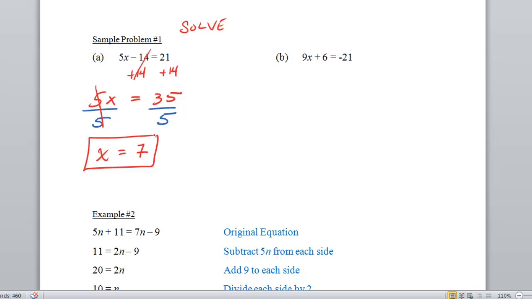Part B is very similar. I'm going to start by subtracting 6 from both sides. Now, I'm going to do it in my head this time. So if I subtract 6 from the left side, I know that those 6's cancel out. If I subtract 6 from the right side, I have negative 21 and negative 6, which is going to give me negative 27. Now I have 9 attached to the x through multiplication, so I'll undo this with division. Again, I'm going to do this in my head this time. So if I divide the left side by 9, I'm simply left with x. And if I divide the right side, I'm left with negative 3.